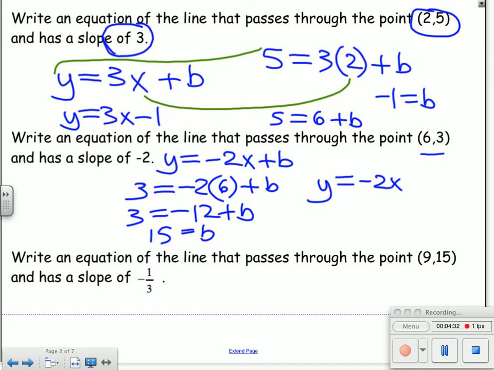When we do that, now we've got our equation. y is equal to -2x plus 15. So that's our equation. One more down here.